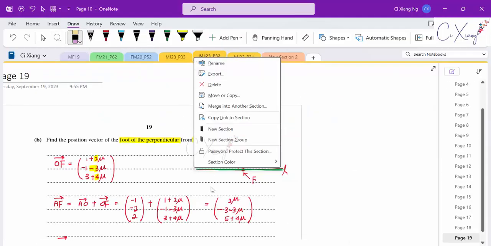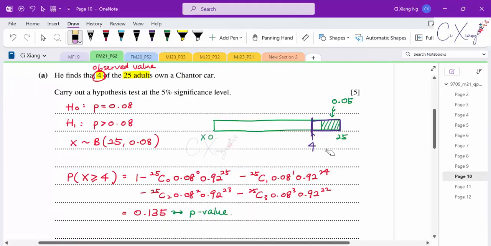But again, this diagram is not the correct diagram. It just helps me to visualize it only. So this is not the correct one, so please don't draw this in the exam. But from here I know that the number 4 falls under the acceptance region, so this helps me to make a conclusion here.